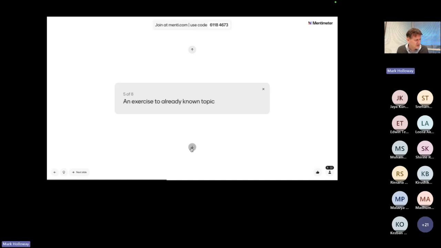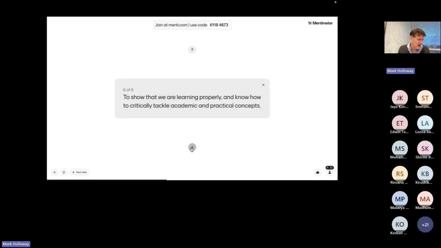An exercise on an already known topic. I don't know if you mean that's also a way of revising, which is true, but maybe it's a way of going deeper. To show that we're learning properly and know how to critically tackle academic and practical concepts. Yeah, actually drawing together the academic and the practical, theoretical and practical, it's very difficult to demonstrate that sometimes in a way that we can say, okay, here, have a grade for that. So writing is one way of capturing your thinking and understanding on paper in time.